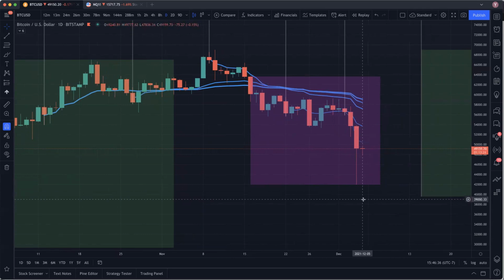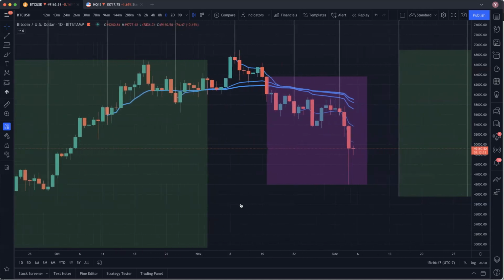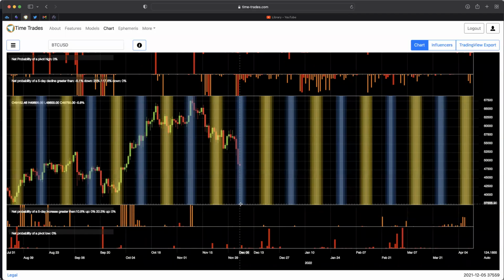Okay, so that's Bitcoin, and that's the price analysis part of Bitcoin. Let's drop into Time Trades a little bit for some context, right? Because that's the other part of our model: we start with price, because price is most important, and then we take a look at context.